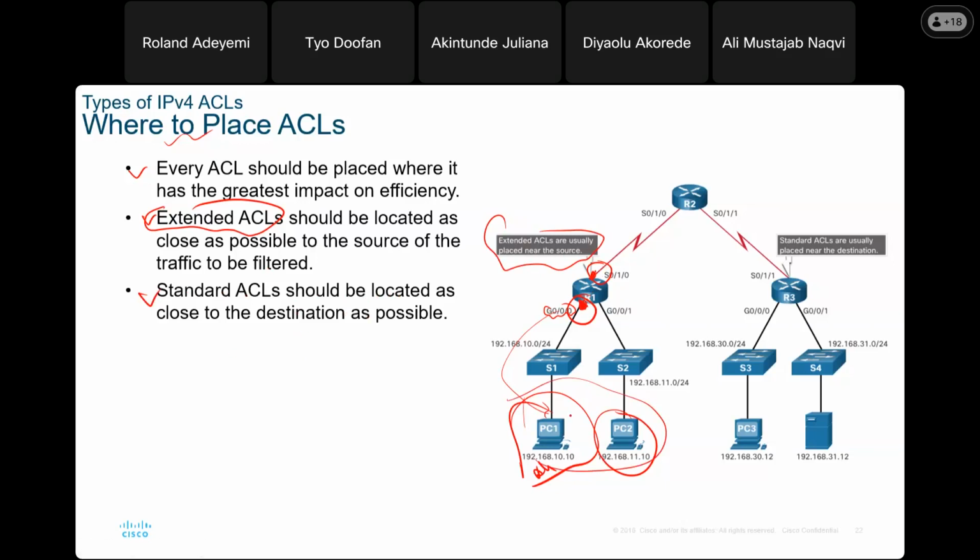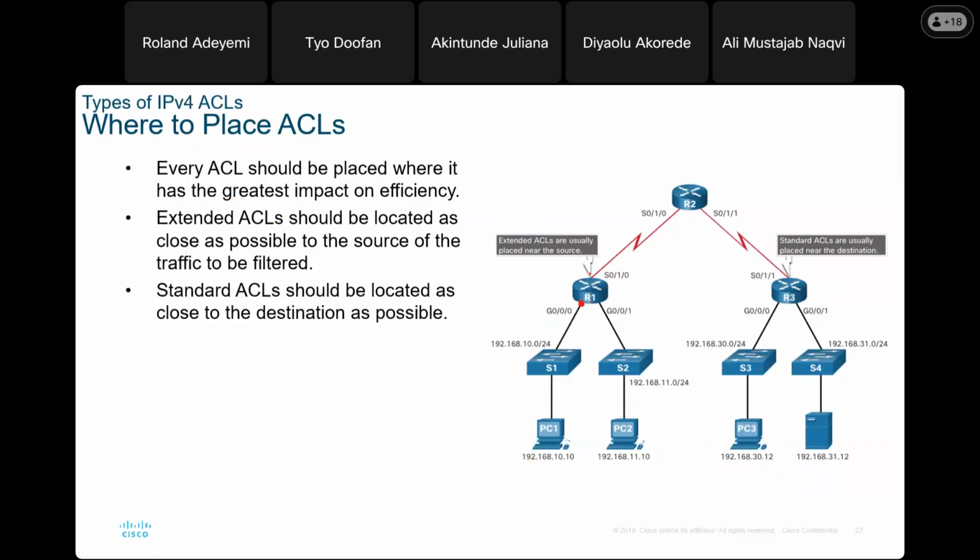So let's assume I am filtering Ali from talking to Mr. Samuel here. Look at where Mr. Samuel is. I have access to router 1. I don't have access to router 2. I don't have access to router 3. And I've created a standard access list. Where will I put the access list? The rule says I should put it on the interface that's closest to the destination.